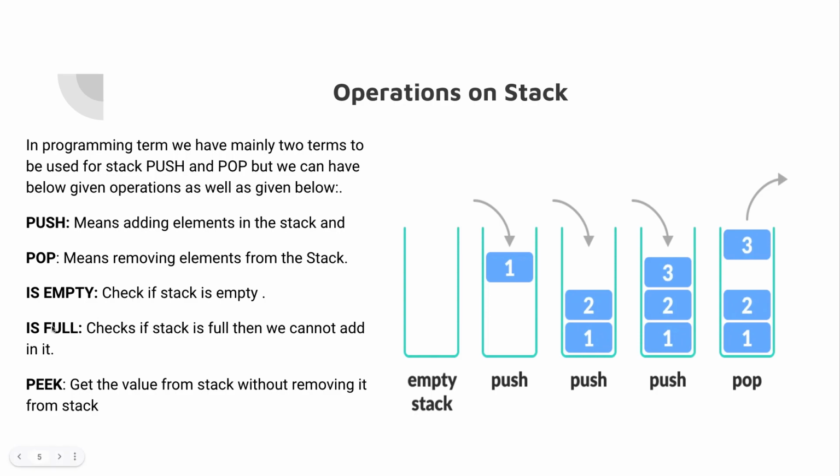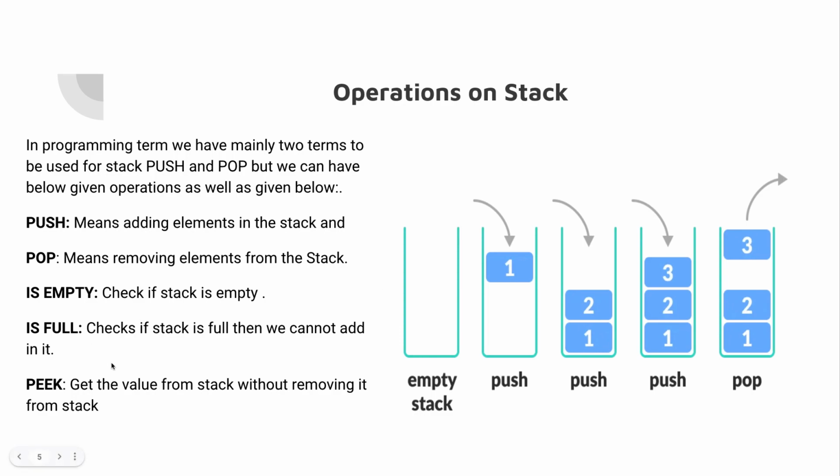Similarly, is full will check whether the stack is full. Suppose we have a stack limit of 3. If we wanted to push one more element into this stack, it is not possible. So first we will check whether the stack is full or not. If the stack is full, we will tell the user the stack is full, you cannot insert more elements into it. Similarly we can tell the user that the stack is empty, you cannot pop any element from this stack.